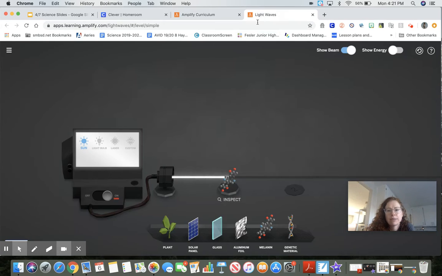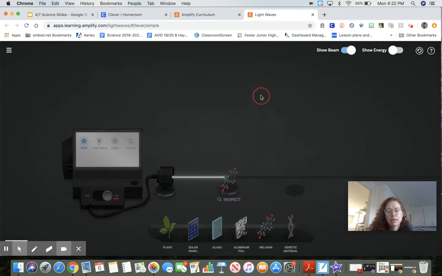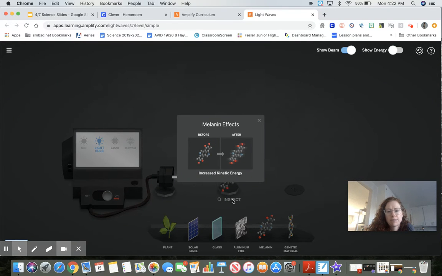So remember how we observe changes is we press this inspect button. So inspect, these are the changes with the sunlight. We get 2 changes. We get damage, before and after, and then we get increased kinetic energy. Okay, so that was with the sun. And then if I switch to the light bulb, let's see what happens. With the light bulb, I only get increased kinetic energy. So the sun is the only one that caused damage.